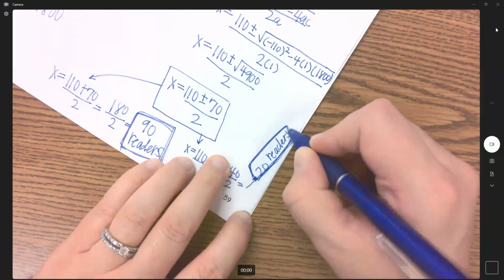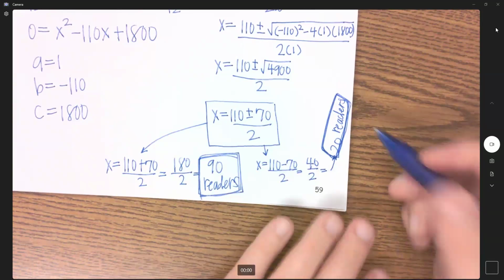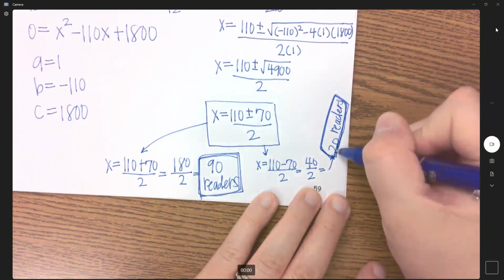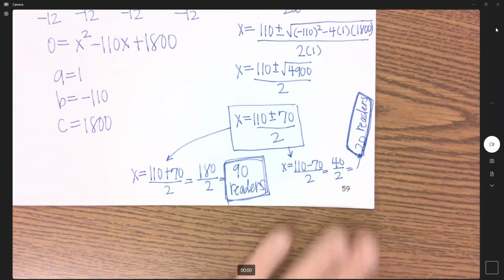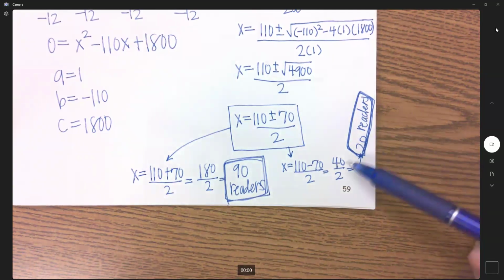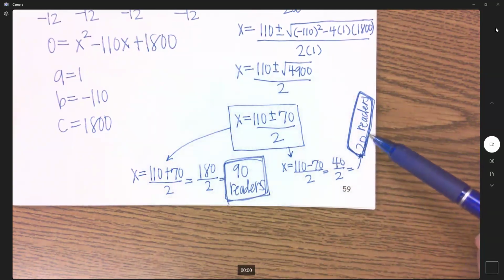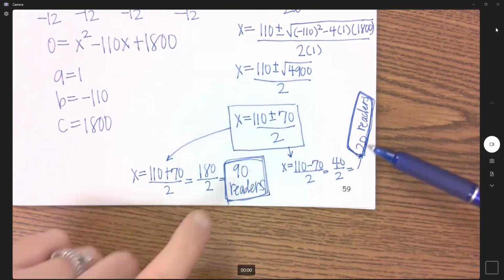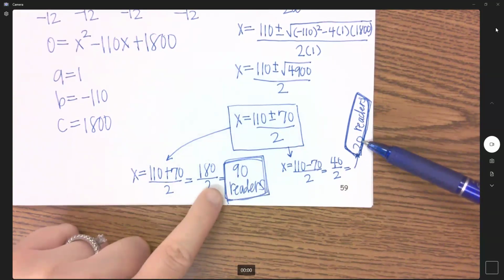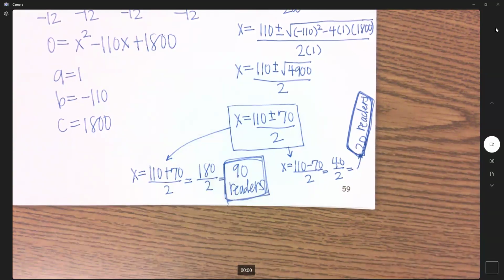So if she wants to break even, she needs to make at least 20. I say she, it could be a he, but they need to make at least 20. If they go over 90, they'll also lose money. So they need to make somewhere between 20 and 90 readers to make a profit.